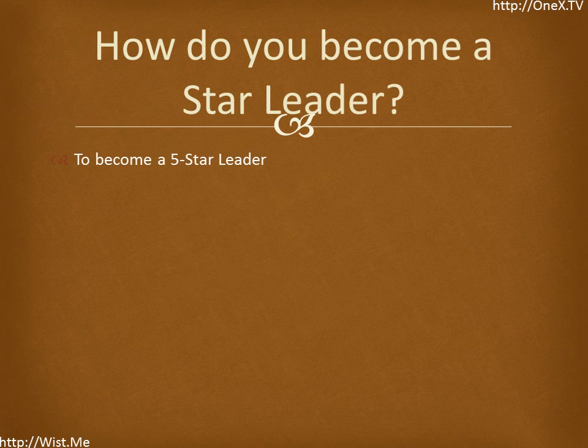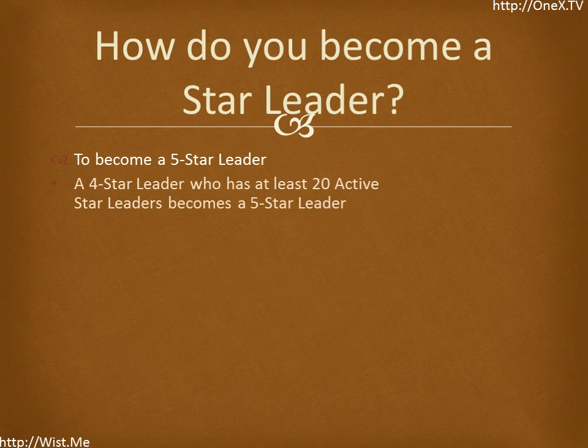Now, to become a 4-star leader, it is more or less the same story, only the numbers change. You need to have at least 15 active star leaders. When you have 15 active star leaders and you are a 3-star leader, then you become a 4-star leader.